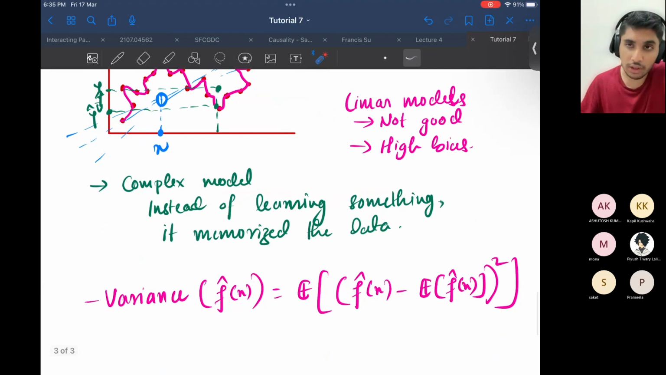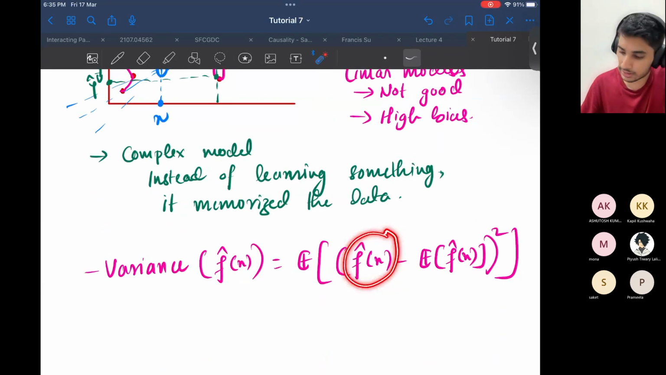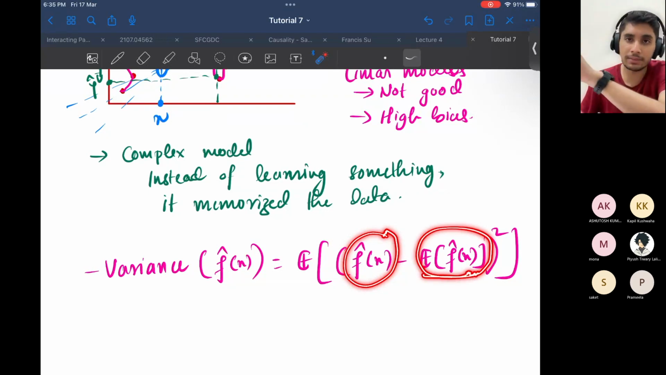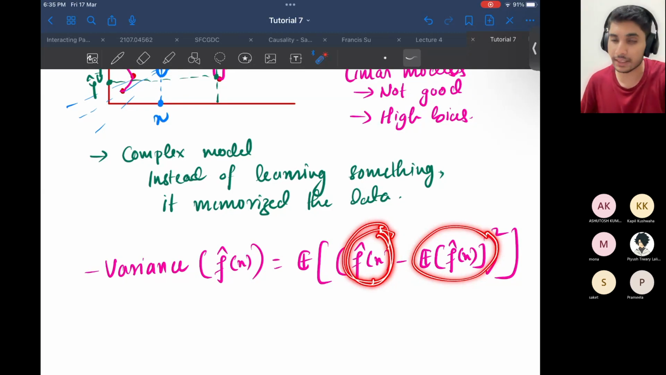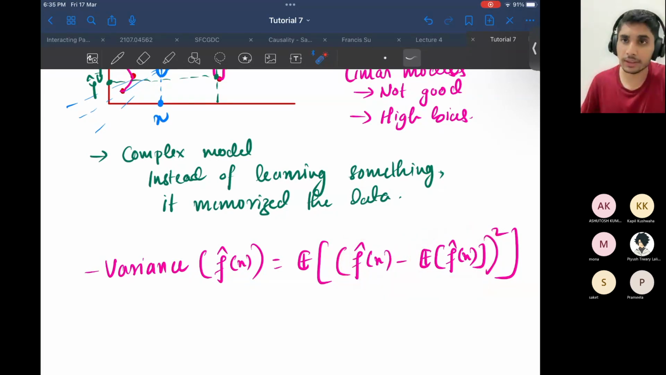So this is your f hat of x, one instance of the model, and this is your average model. Basically, suppose you have trained it multiple times, so you have multiple models trained on the same data. Take the average of these models. This is what the second term is. The first term is one instance of that model. Now how far is one instance of this model from the average model? This is what the variance is trying to capture, right?